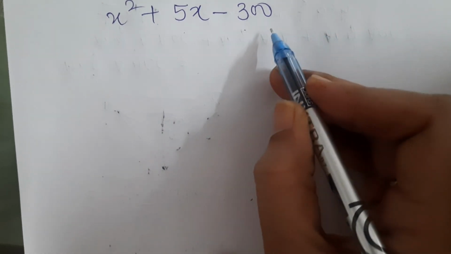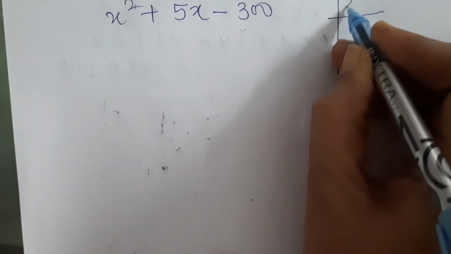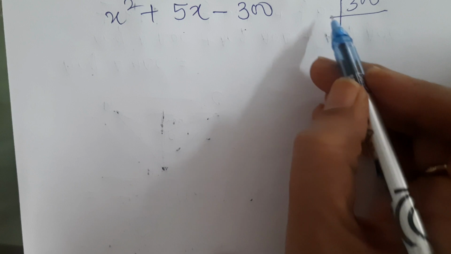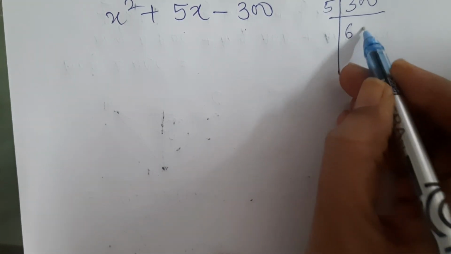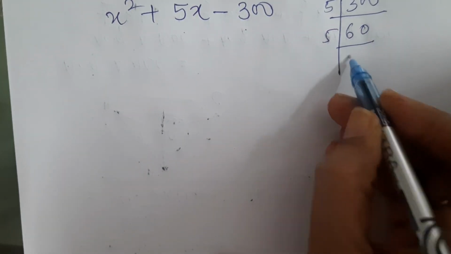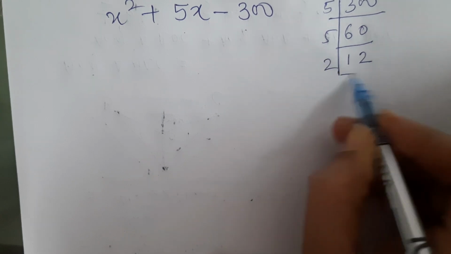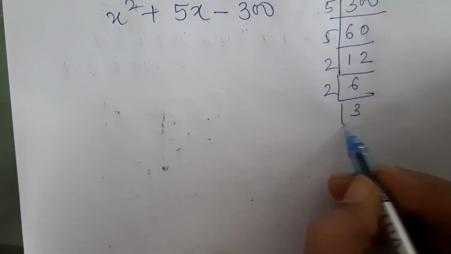Here the number is a little bigger, so we need to find prime factors of that number, 300. So I started with 5. 5 6s are 30, 0. Now 5 1s are 5, 5 2s are 10, 2 6s are 12, 2 3s are 6, 3 1s are 3.